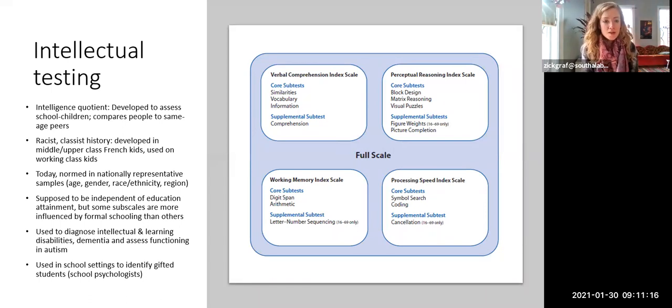So intellectual testing, IQ testing, is used to diagnose intellectual disabilities, which is across the board lower intellectual performance than would be expected for your age. It's also used to assess for learning disabilities, which we'll talk more about on the next slide, and dementia. So in the case of dementia, what we would expect to see is someone's intellectual functioning declining more than you would expect for their age.